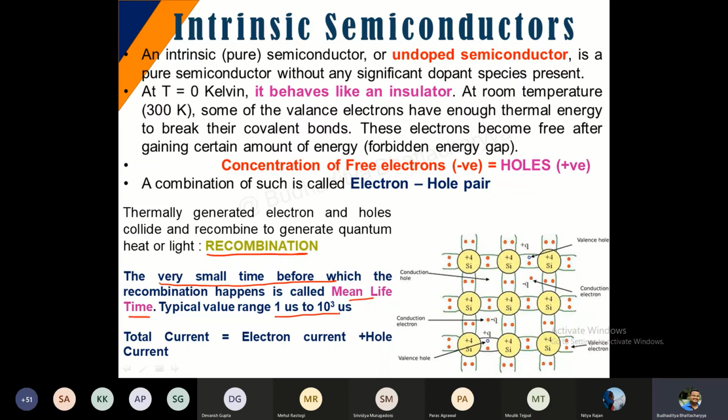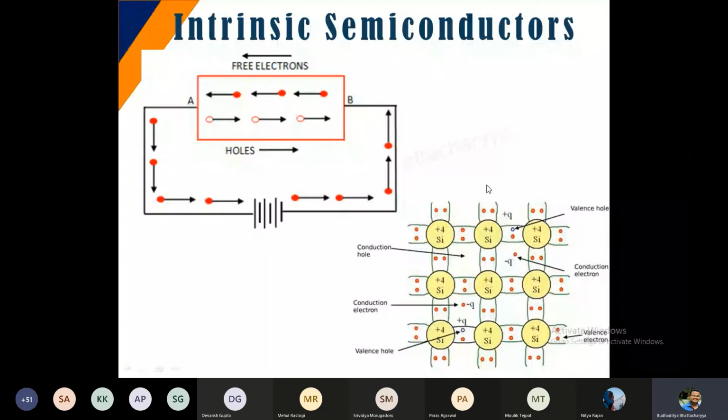It usually ranges between 1 to 10 to the power 3 microseconds, so you can imagine the small time we are looking at. In summary, for an intrinsic semiconductor, the total current is nothing but the electron current plus the hole current. It's not only the electron that is contributing, it's the electron plus the hole that we are looking at.